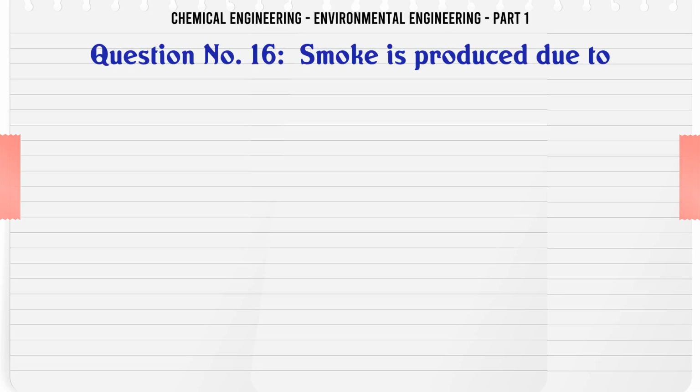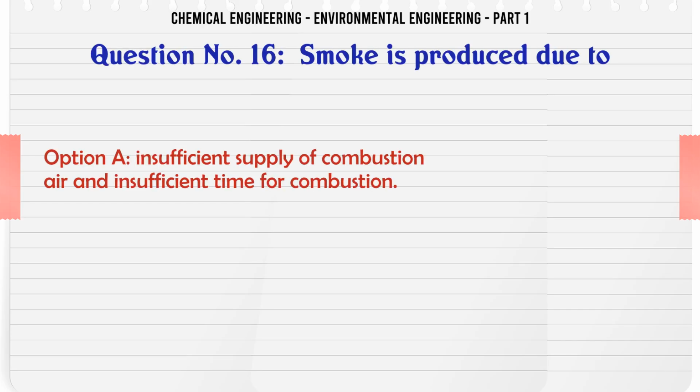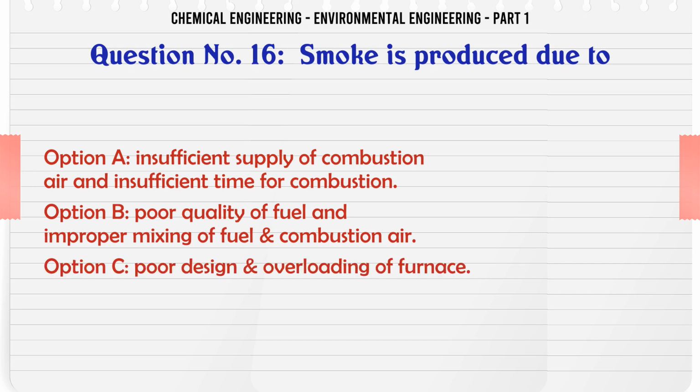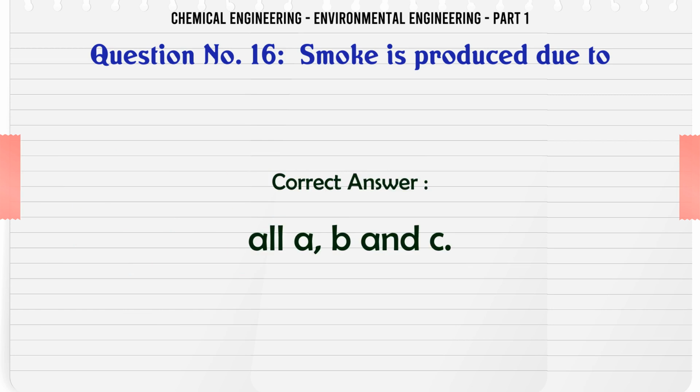Smoke is produced due to A. insufficient supply of combustion air and insufficient time for combustion, B. poor quality of fuel and improper mixing of fuel and combustion air, C. poor design and overloading of furnace, D. all A, B and C. The correct answer is all A, B and C.